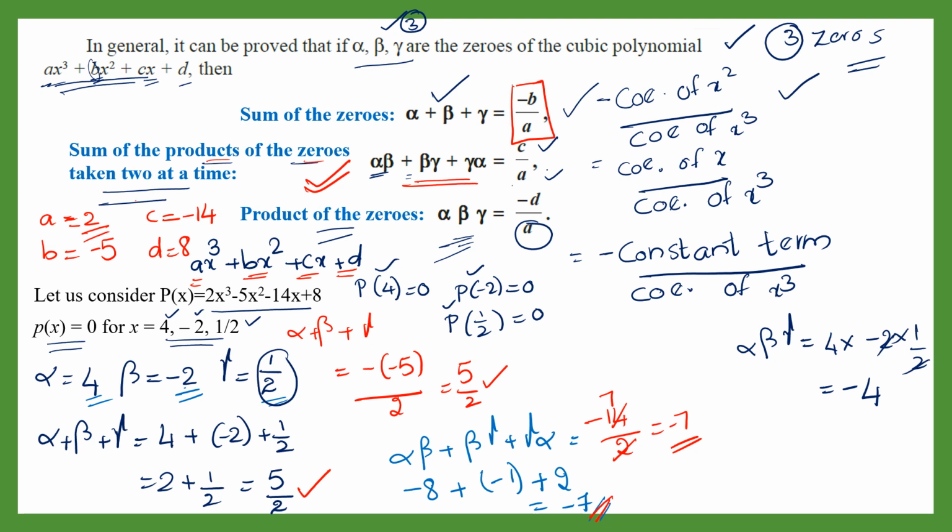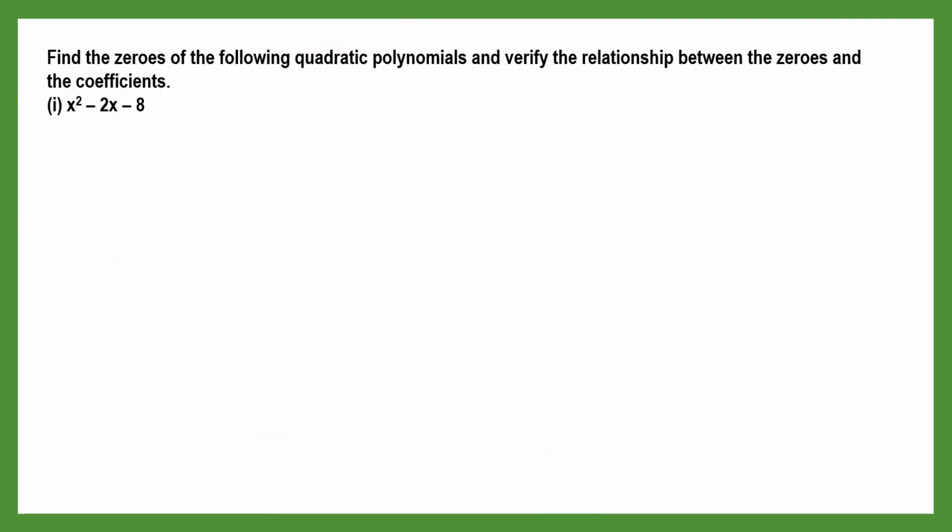Now, here alpha into beta into gamma is what? Minus d by a. D is what? 8 here. So, minus d means minus 8 by a. A is what? 2. So, 2 ones are 2, 2 fours are 8, you got minus 4. So, this is also verified. Minus 4 and minus 4. So, this is the relationship between zeros of the polynomial and coefficients of the polynomial. All these are verified. Now, let's start solving the problems.